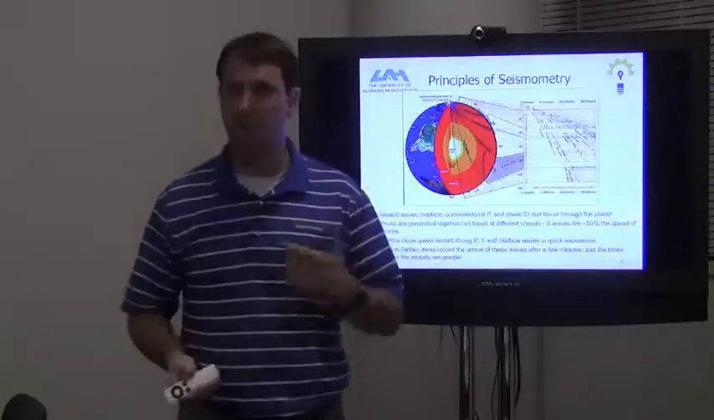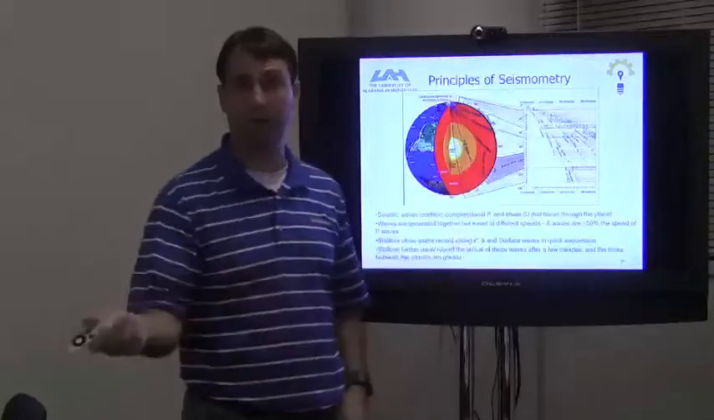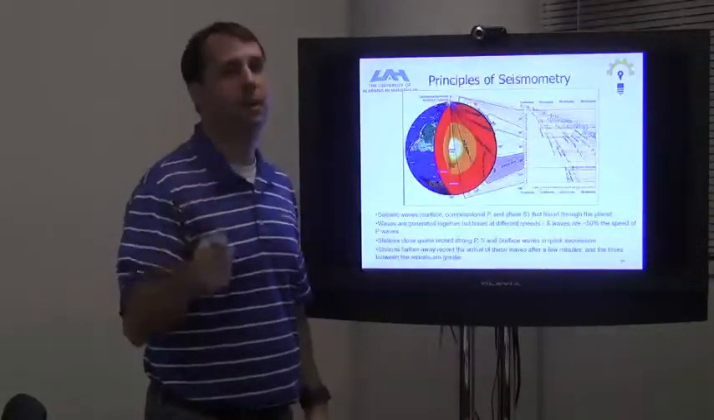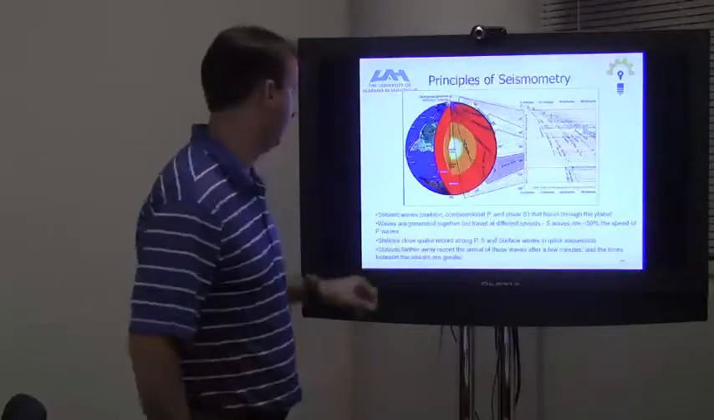Some waves are faster than other waves. Some waves only go on the surface. Surface waves only go on the surface, for example. And then as they pass through different materials, they travel differently also. And we'll talk about that.